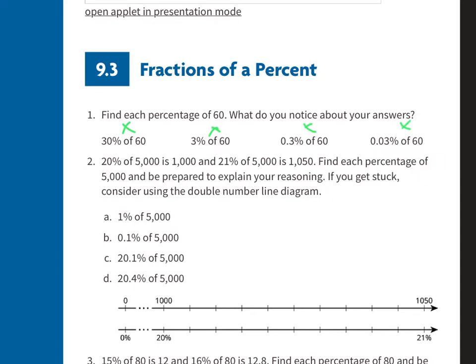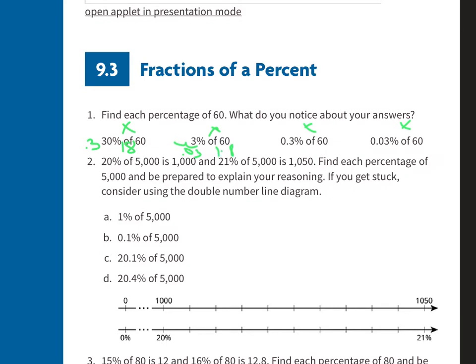So 30%, if I move the decimal over twice, that's 0.3 times 60. 0.3 times 60, no, not negative 3. 0.3 times 60 is 18. Okay, 3% would be, we move it over twice, it's 0.03. So 0.03 times 60 is 1.8.